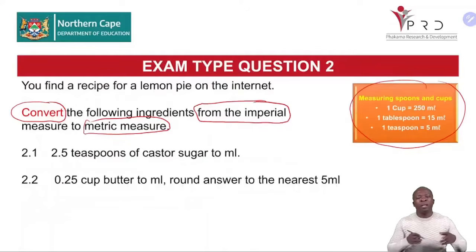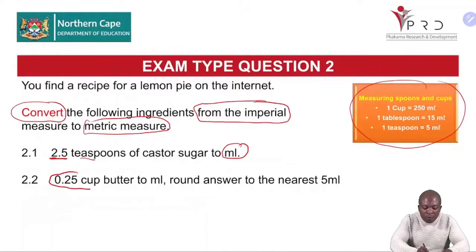We are changing from where? Imperial to metric. You may not fully understand what is imperial and metric, but if you are following the lesson that we are presenting now, you will still be able to answer the questions adequately. You will still be able to answer and get all your marks. The first one, they have given us 2.5 teaspoons. They want us to convert it to where? Milliliters. They are converting from teaspoons to milliliters. And then the other one is 0.25 cups to milliliters. And then this one has something attached to it.